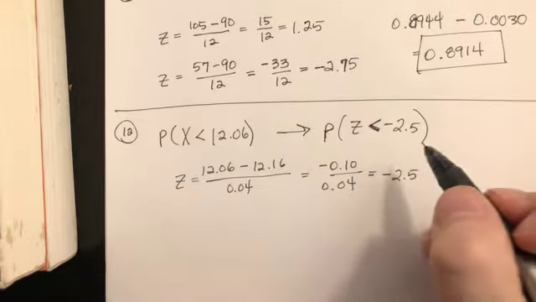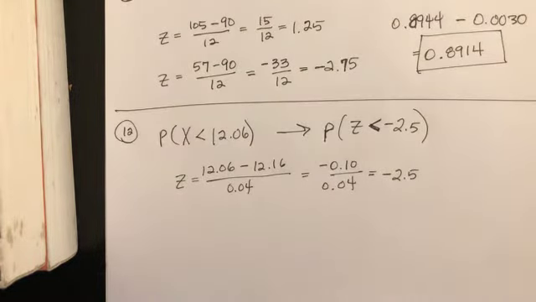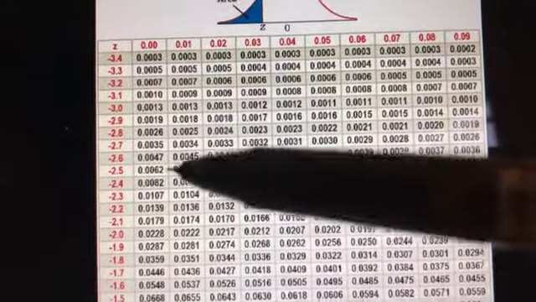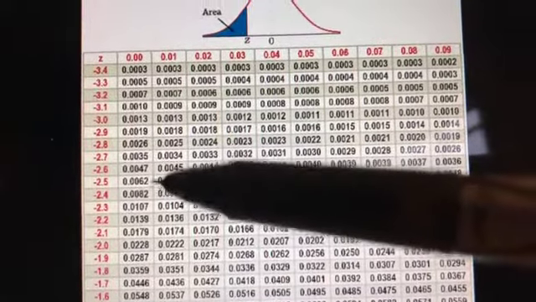Okay. Z less than negative 2.5. So I'm going to go to the negative chart. All right. Negative 2.5 is 0.0062.